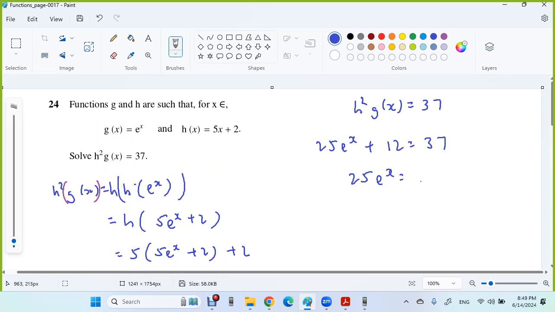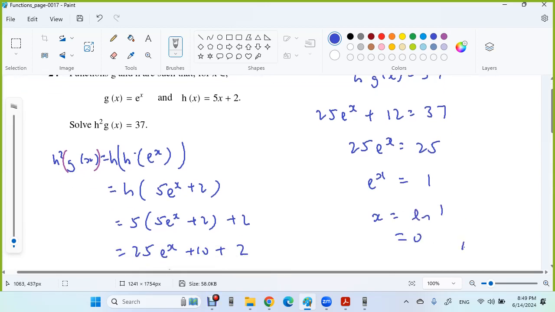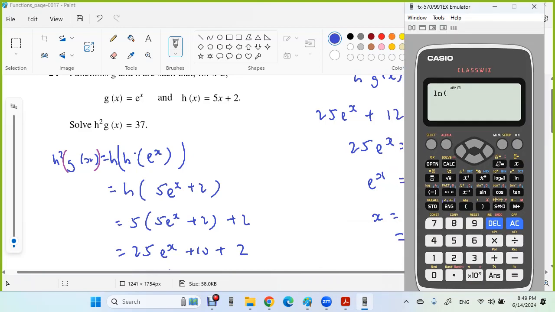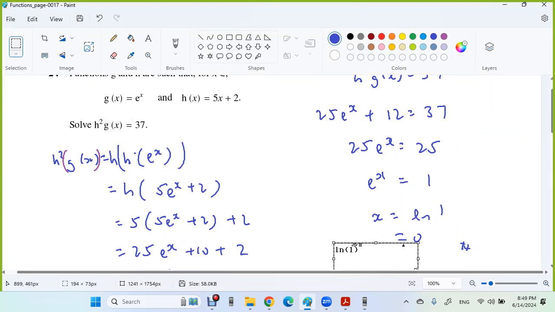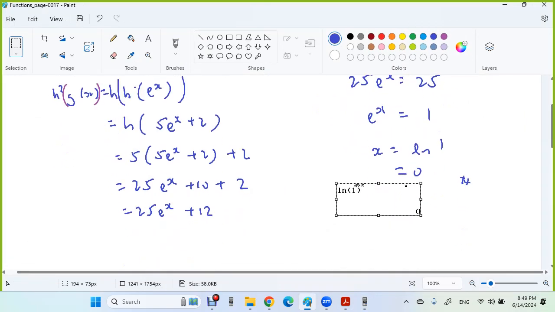25e^x equal to 25. e^x equal to 1. x equal to ln 1, and ln 1 is equal to 0. Okay, if you're not sure ln 1 is 0, you can use the calculator to calculate. ln 1 is equal to 0. Okay, done.